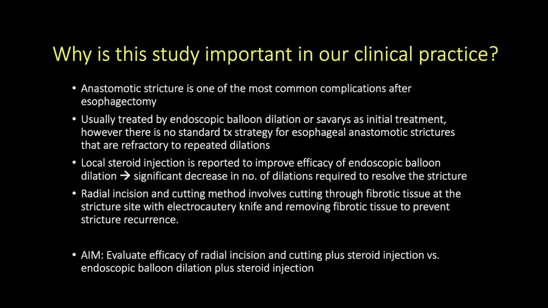Radial incision and cutting method involves cutting through the fibrotic tissue at the stricture site with an electrocautery knife and removing the fibrotic tissue to prevent stricture recurrence. And the aim of this study was to evaluate the efficacy of radial incision and cutting plus steroid versus endoscopic balloon dilation plus steroid injection.